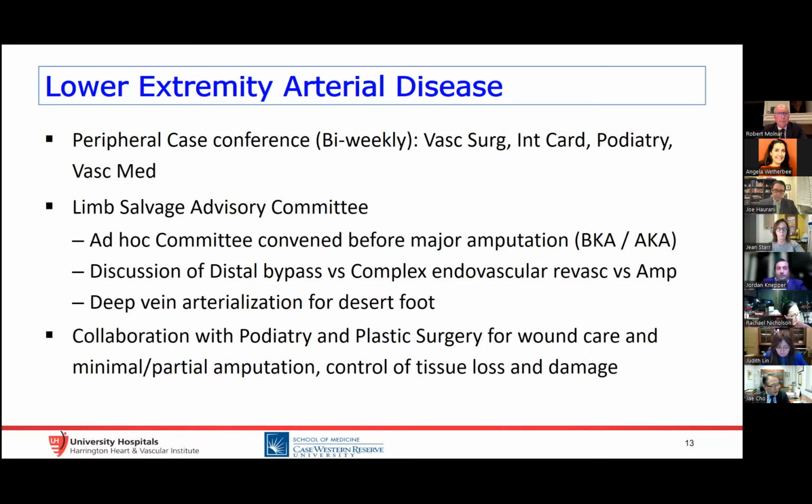And sometimes revascularization alone is not enough, as it does not comprehensively address the associated tissue loss and damage. So partnering with the plastic surgery service and podiatry has also allowed us to improve wound care and allow minimal or partial amputation when needed, as well as muscle flap and other coverage procedures that can facilitate limb salvage as well as in the management of graft infections.